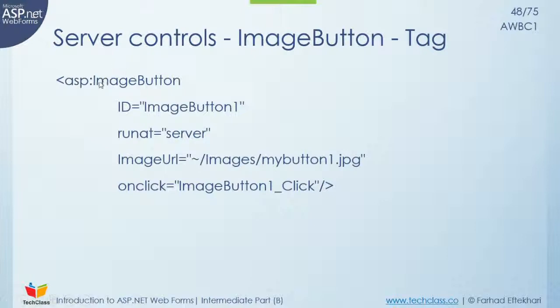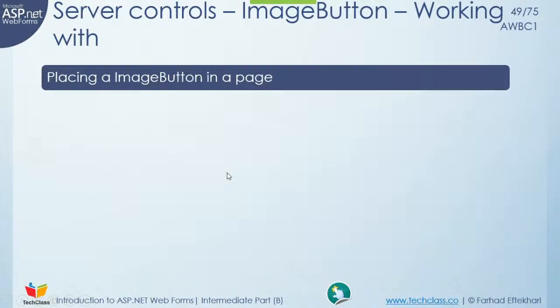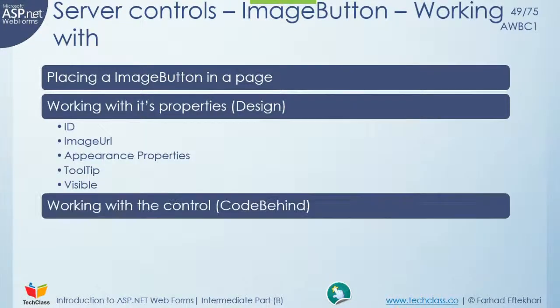And as you can see, the difference in this ImageButton tag is this image here. Before we had Button, and now this is ImageButton. You still have ID, runat server, and then the URL of the image that you would like to show to the user, and then the OnClick event. And the properties are the same.